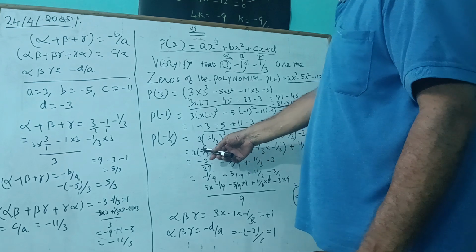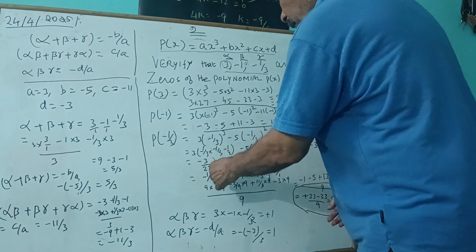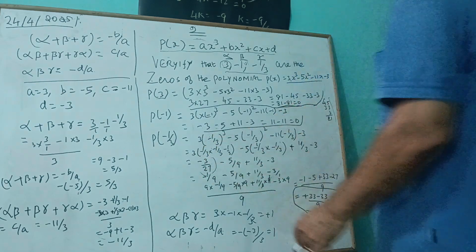Again I told you, there are 3 minuses. So the whole thing becomes minus. So minus 3 by 27. This is minus 3 by 27.